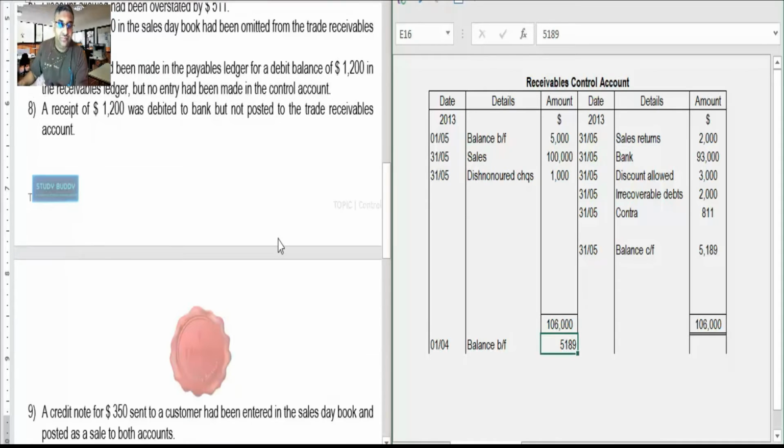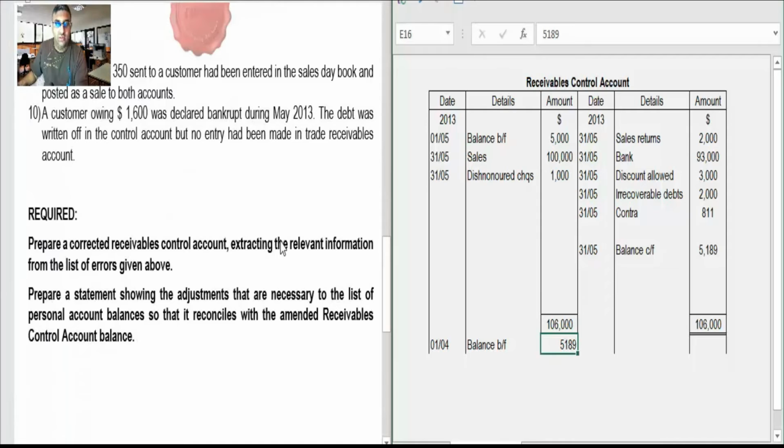Number 7, a contra entry had been made in the payables ledger for a debit balance of $1,200 in the receivables ledger, but no entry had been made in the control account. Number 8, a receipt of $1,200 was debited to the bank but not posted to the trade receivables account. Number 9, a credit note for $350 sent to a customer had been entered in the sales daybook and posted as a sale to both of the accounts. And number 10, a customer owing $1,600 was declared bankrupt during the month of May 2013. The debt was eventually written off in the control account, but no entry had been made in the trade receivables account.